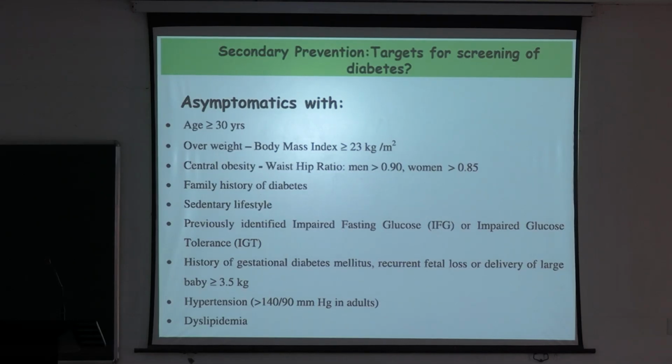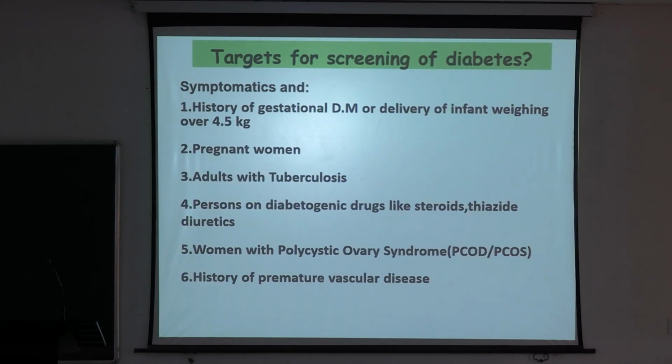Then who are the people who should be targeted? Age over 30 years, yes, definitely. Overweight, body mass index more than 23 kg/m². Central obesity, waist hip ratio in men more than 0.9. Family history of diabetes, sedentary lifestyle, previously identified impaired fasting blood glucose or impaired glucose tolerance, history of gestational diabetes mellitus, recurrent fetal loss or delivery of a large baby, hypertension, dyslipidemia. So these are all asymptomatic people but with these problems. So asymptomatic people with these problems should be screened for diabetes. Okay. Continuing: history of gestational diabetes, pregnant women, adults with tuberculosis.